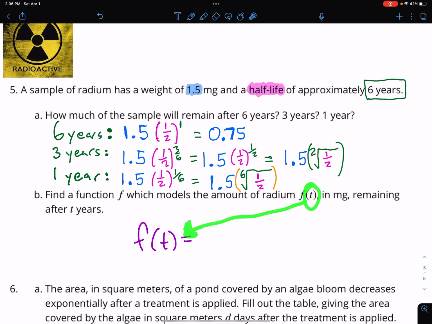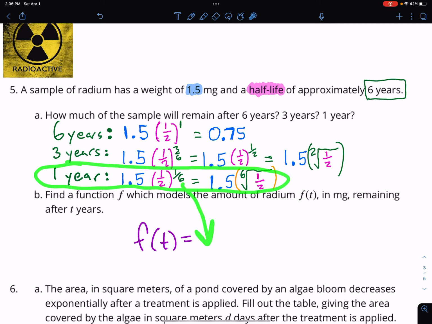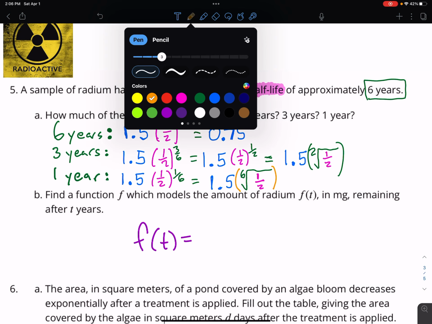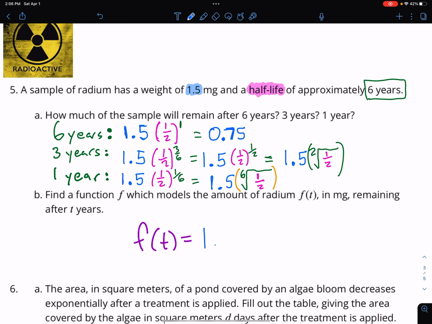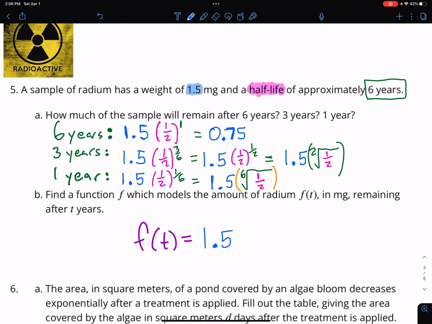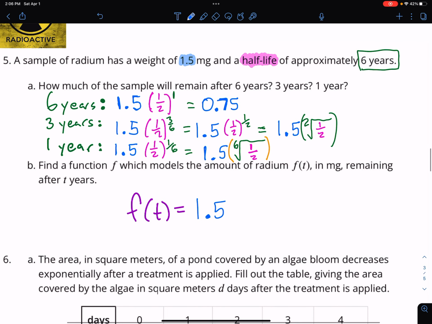What we've got is this function represents the weight of the radium as a function of time in each year that passes. And guess what comes into play? This right here is going to come into play right down here. That's what we want, basically. But we got to throw a t in there. Where are we going to put the t? So 1.5, we started at 1.5 milligrams. Ta-da. And we got that half-life. We're going to keep multiplying times 1/2 every 6 years that goes by.